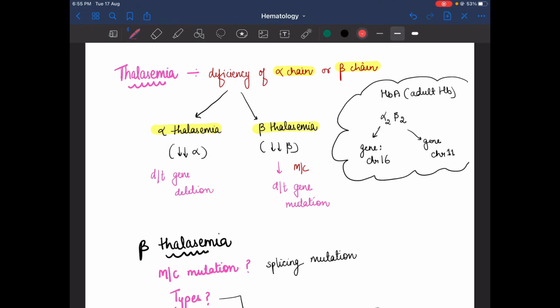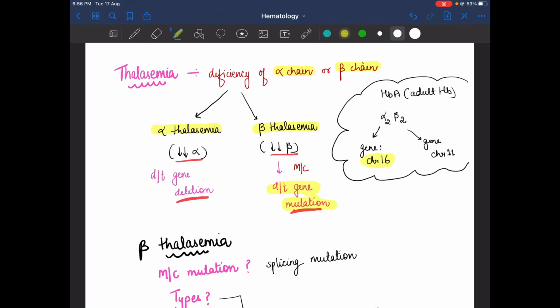So in alpha thalassemia there is decreased level of alpha chain, and in beta thalassemia there is decreased level of beta chain. Alpha thalassemia is due to gene deletions, while beta thalassemia is due to gene mutation, and most commonly we find gene mutation, meaning beta thalassemia is most commonly present.